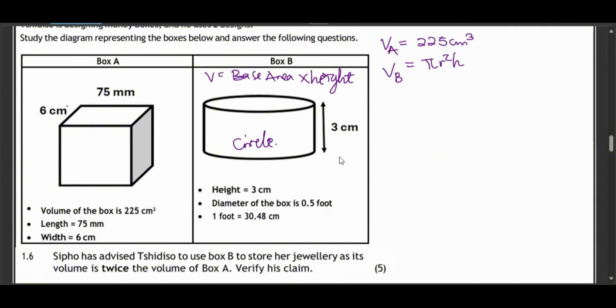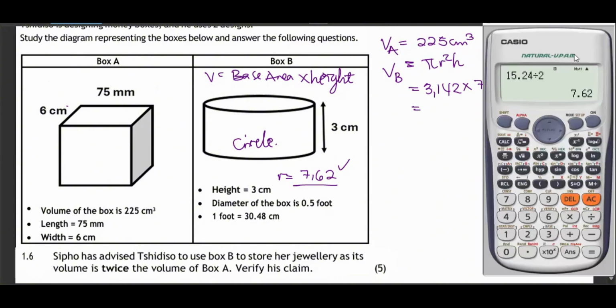We are asking ourselves, what do we do next? Remember, the answer has to be in centimeters cubed because that's what you're comparing against. We had already got our radius in the previous question, and we got it as 7,62. You don't need to find it again because you already got it. So all you have to do is substitute. What is my pi? 3,142. What is my radius? 7,62, but it has to be squared. What is my height? My height is 3. Substitute into your calculator.